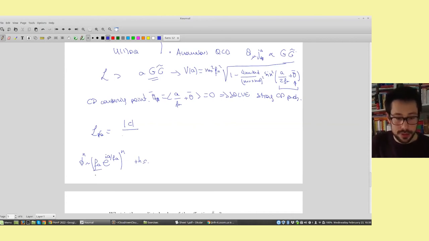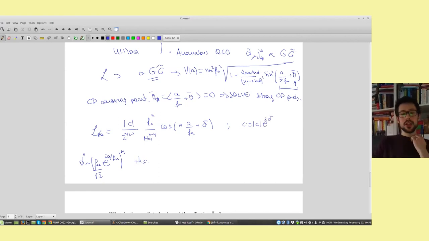By the way, here we have some factors of square root of 2 due to the fact that we also have the rho, and therefore the result is the following. And here we have this new contribution that goes as a cosine of n a over f_a plus delta, where delta is defined by c equals the modulus of c times e to the i delta. So one can see that this is the contribution to the potential just by expanding this exponential and obtaining the cosine.